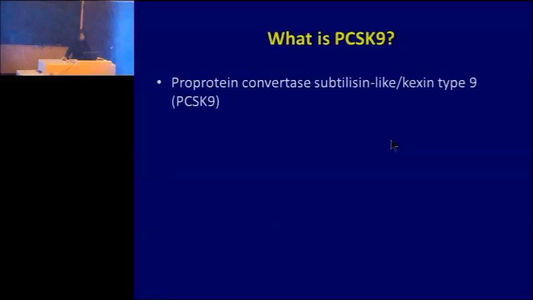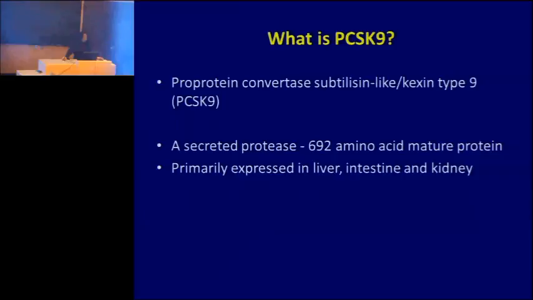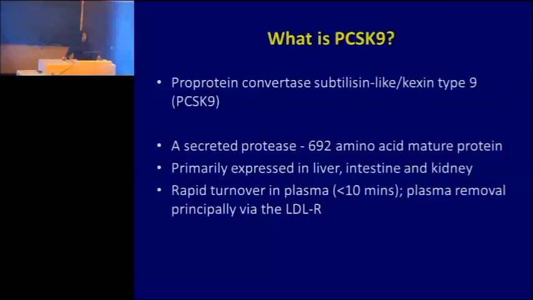So what is PCSK9? It is the abbreviation for proprotein convertase subtilisin-like kexin type 9. This is a secreted protease. It's 692 amino acids long, and it's primarily expressed in the liver, also in the intestine and kidney. Its only known substrate is itself so far. And it has a very short half-life. It's rapidly turned over in the plasma and removed by the LDL receptor.